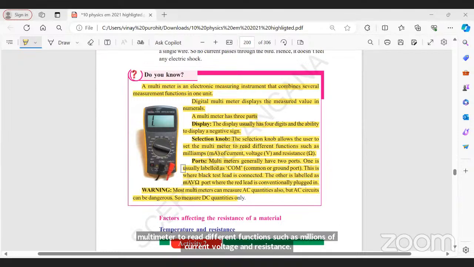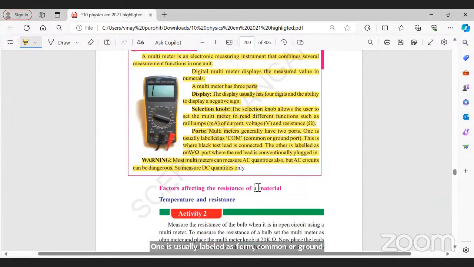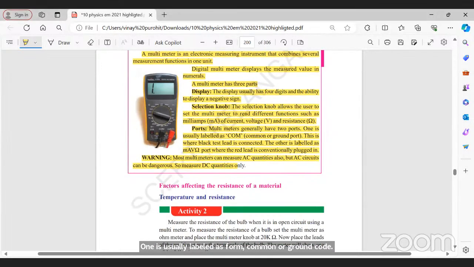And next, coming to the ports. Multimeters generally have 2 ports. One is usually labeled as common or ground port. This is where the black test lead is connected. This is the ground port. One is COM, which is grounded, where the black test lead is connected. The other is labeled as mAVΩ port, where the red lead is conventionally plugged in.